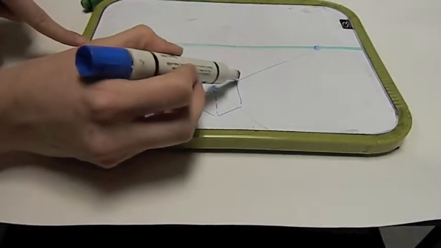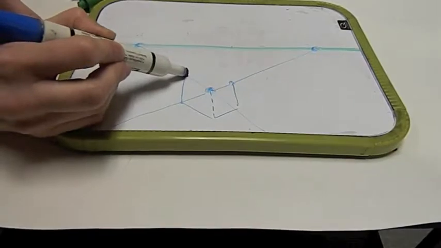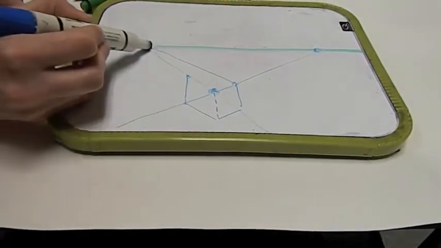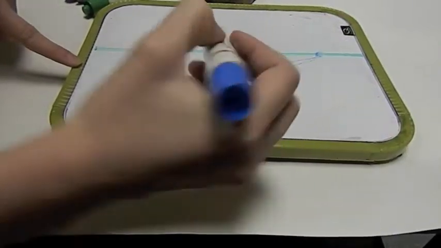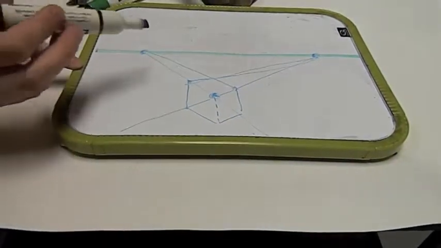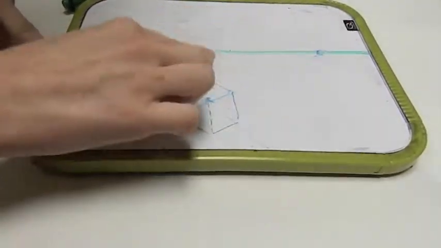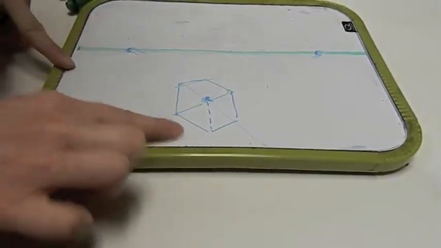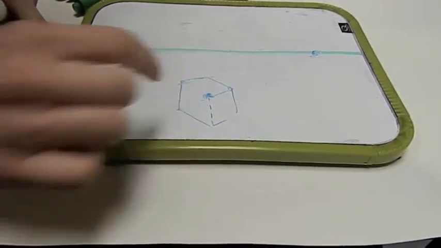And then we will come back to the point from these 2 points. So we'll go to this point and to this point. That didn't turn out so well. And then the rest of this we can just erase because we no longer need it, because now we have our new box.